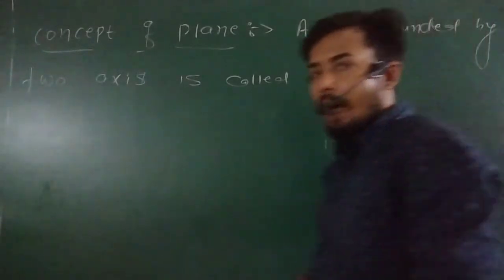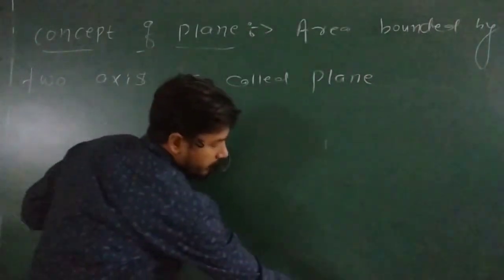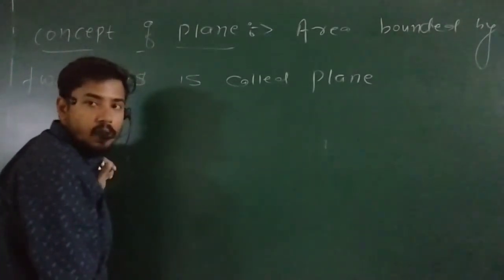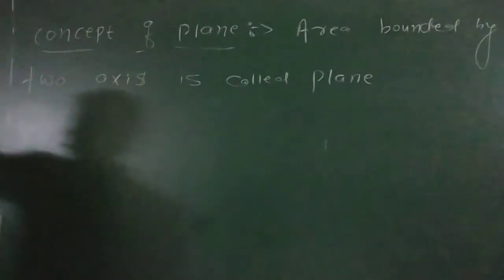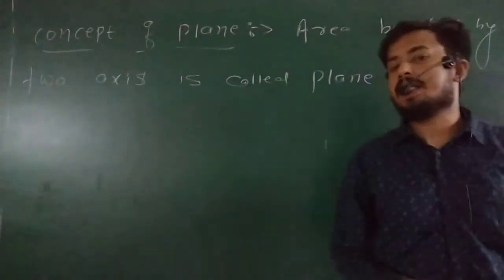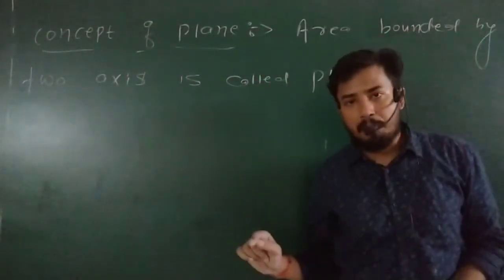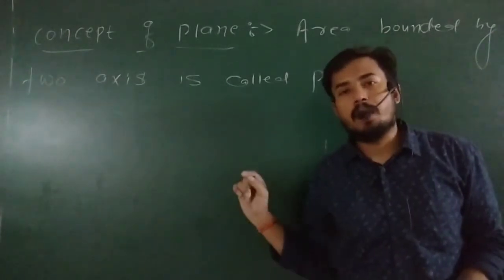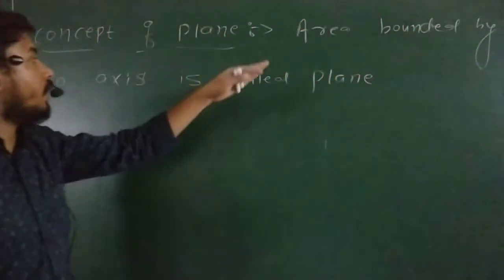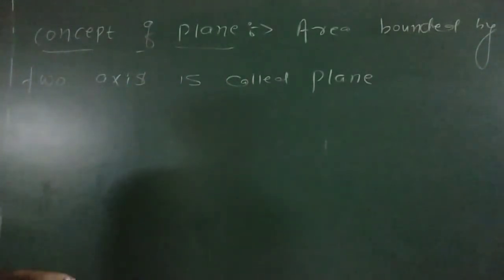Suppose that I assume this is the x-axis, right? And this is the y-axis. So this area is one kind of plane, and we can say that this is an xy plane. Done, buddy? So plane means what? Area bounded by two axes is called a plane.